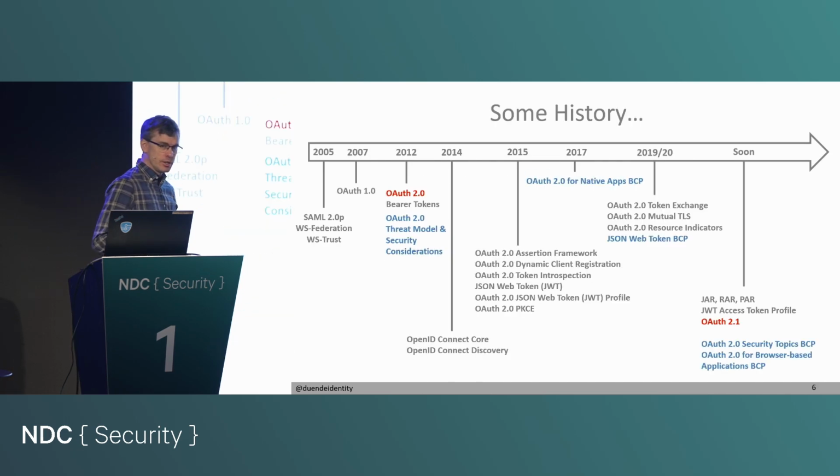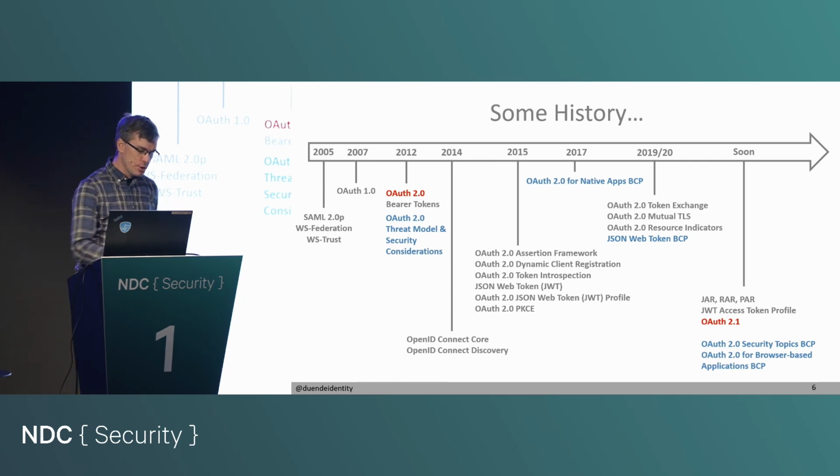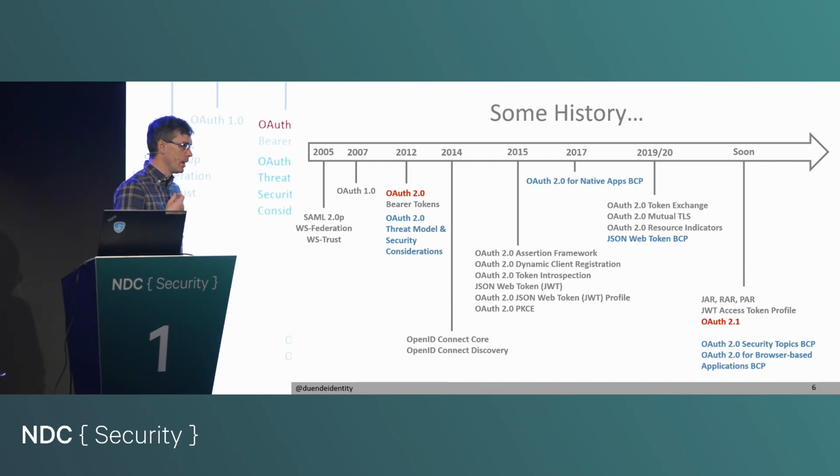But first, let's start with some history. So this timeline starts in 2005 with SAML 2, which was groundbreaking because it was the first single sign-on and authentication protocol that was built using web technology.